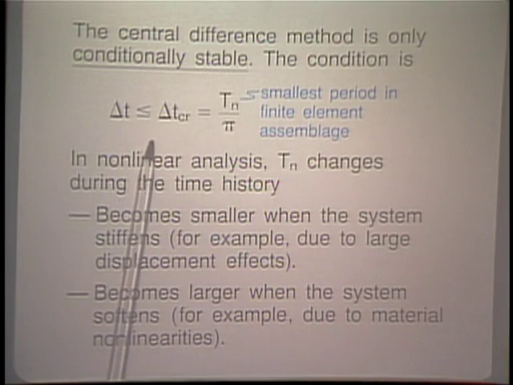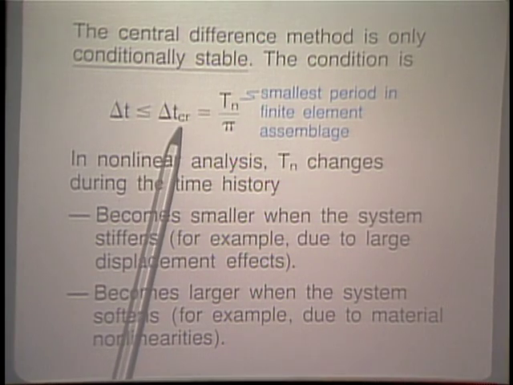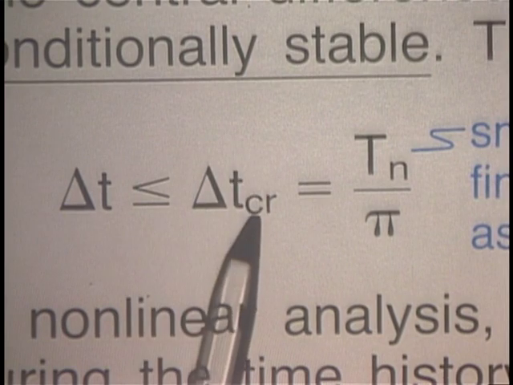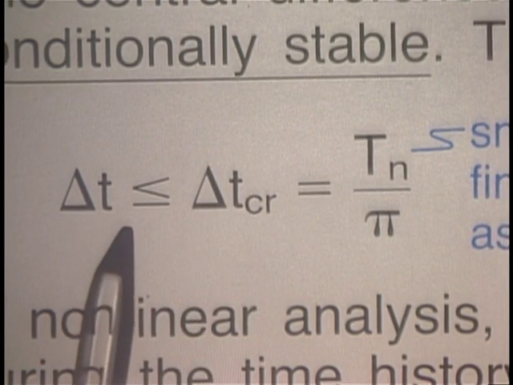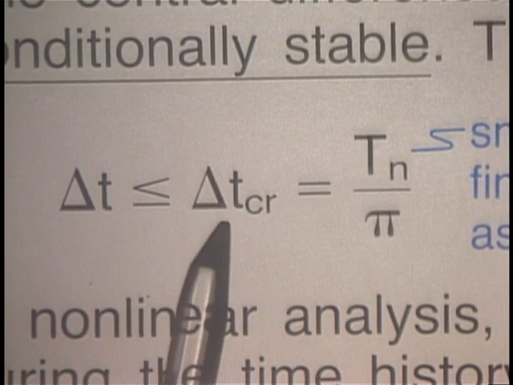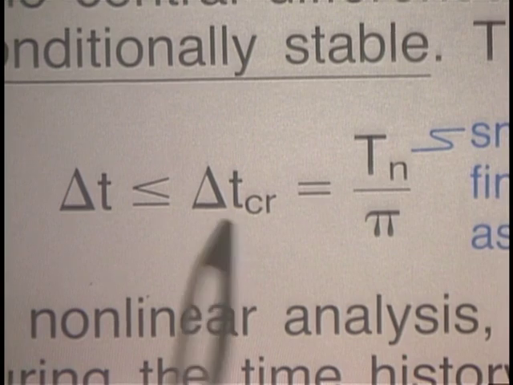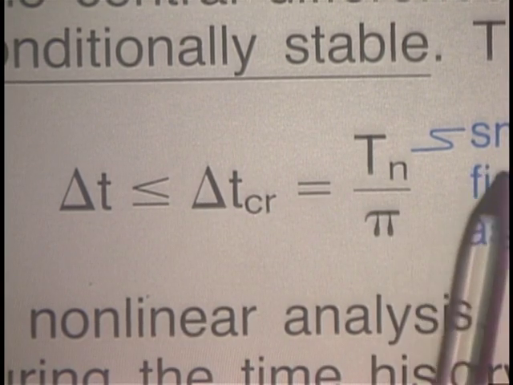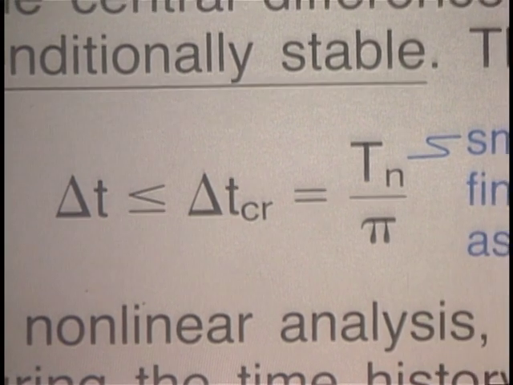The central difference method is only conditionally stable. The condition that has to be satisfied on the time step is given in this equation. Delta t critical is the critical time step, and delta t, the actual time step that is used in the solution, has to be smaller than that value, smaller or equal to that value. Notice delta t critical is given as Tn over pi, where Tn is the smallest period in the finite element assemblage.